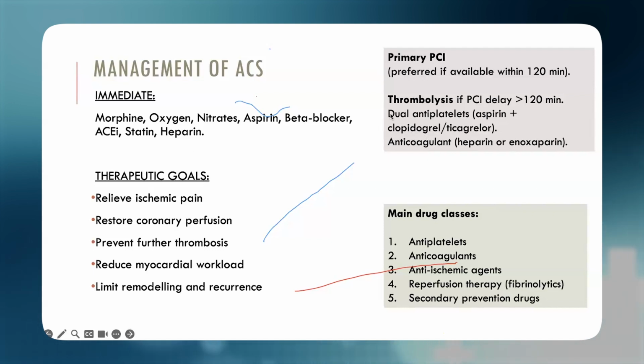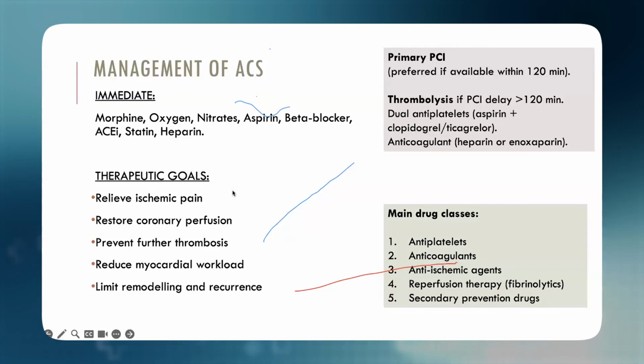The definitive treatment is either opening the vessel by primary PCI or thrombolysis. Primary PCI is preferred if available within 120 minutes. If PCI is delayed more than 120 minutes, then we will go for thrombolysis or fibrinolysis.